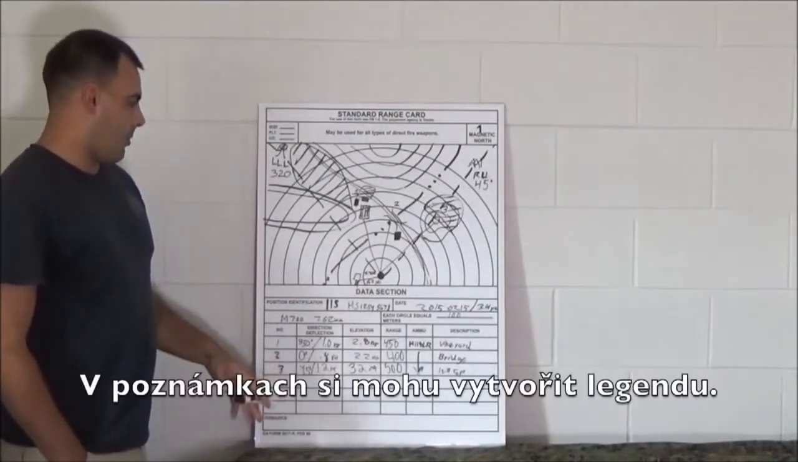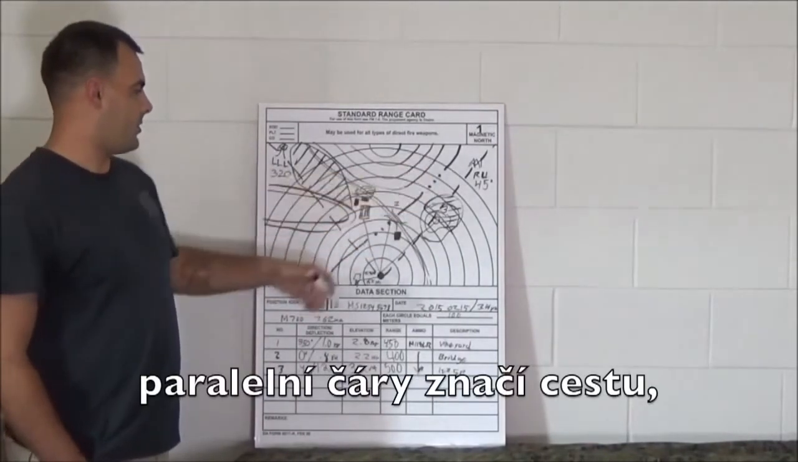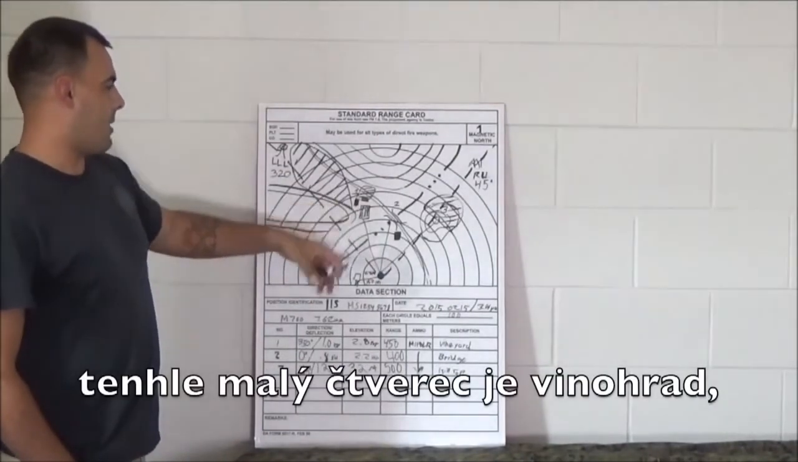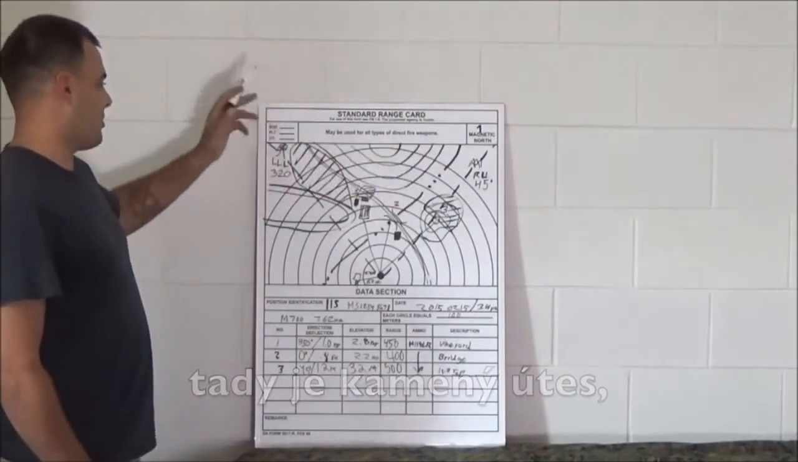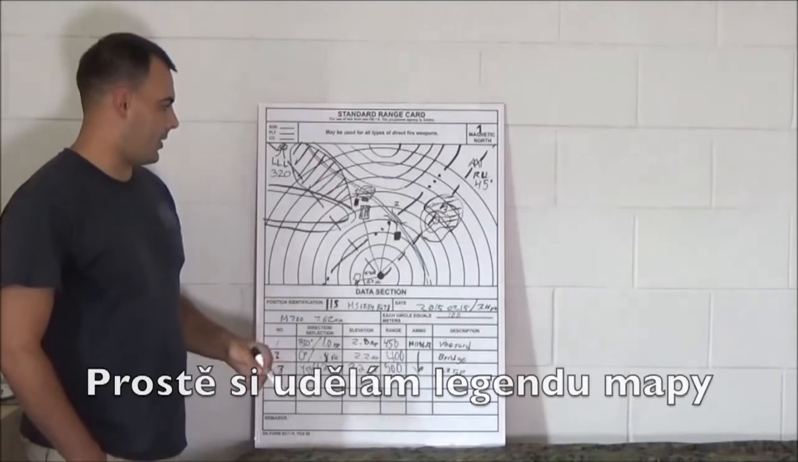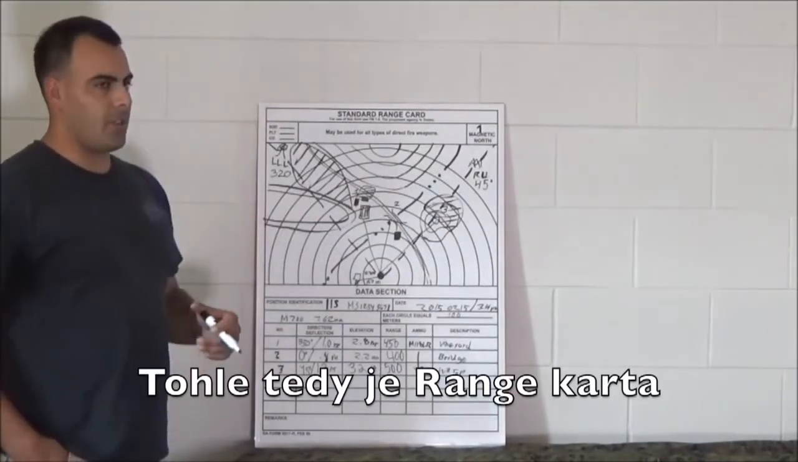Remarks. So in the remarks I might make a legend saying the dotted line with the dashes is a stream, the parallel line's a road, this little square with all the boxes in it is a vineyard, etc. That's a rocky outcropping, that's a tree by itself. I might write a little legend in the remarks, whatever else I feel like I need to put in there. And that's pretty much making the range card.